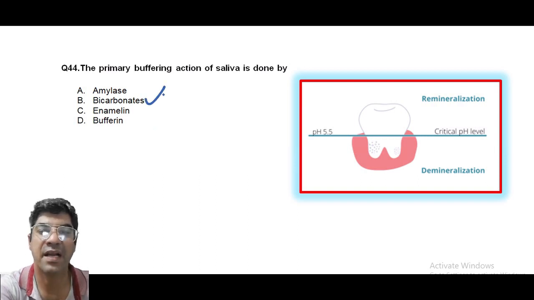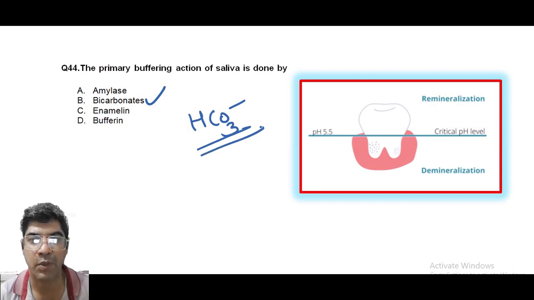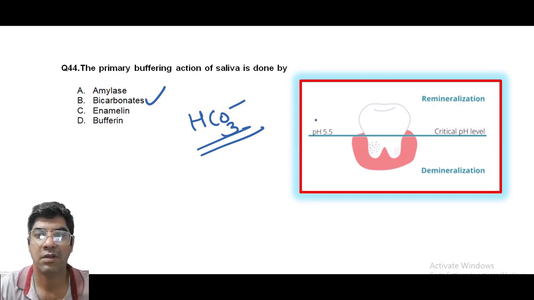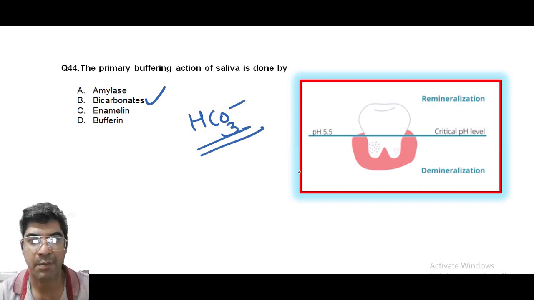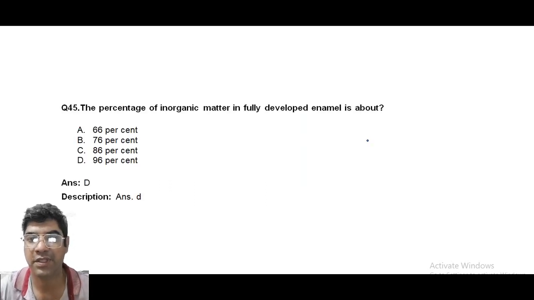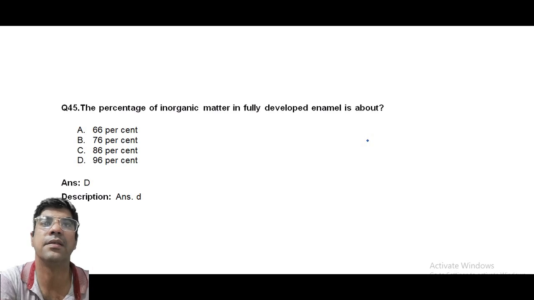The primary buffering action of saliva is done by the bicarbonates. So saliva has bicarbonate ions that can neutralize the acid produced by bacteria in the mouth and helps to maintain a near neutral pH in the oral cavity. So this buffering capacity is essential for protecting teeth against acid erosion and maintaining oral health.